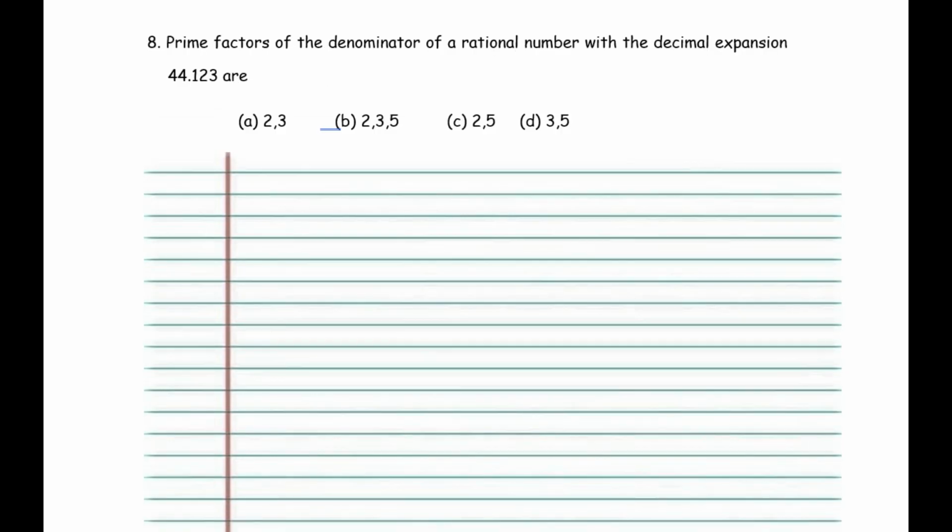Moving to question number 8. The prime factors of the denominator of a rational number with decimal expansion 44.123. What is the given decimal expansion? 44.123. Students, have you observed it? It is a terminating decimal expansion.